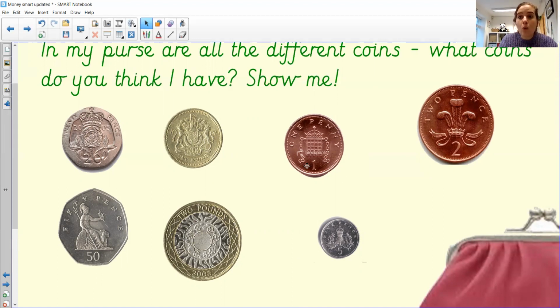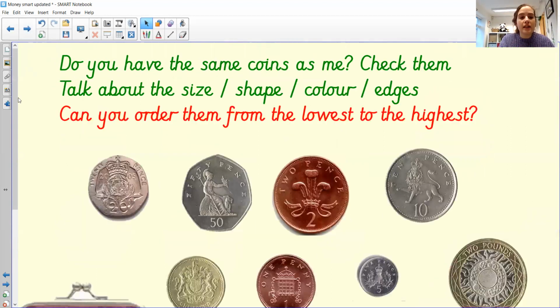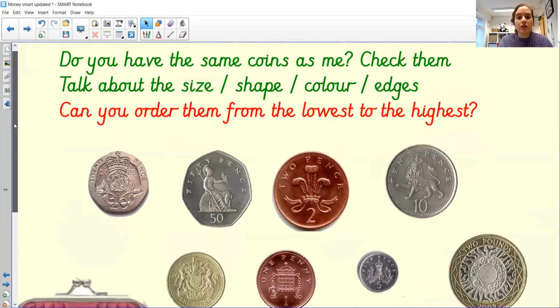We've got 1p, so just 1p, like our 1 Dean or our 1 Numicon piece. 2p, like 2 Deans, or a 2 Numicon piece, and 5p. Now, I think on my next slide, I've got all of them. Now, what I want you to do, did you come up with the same coins as I have? Did you manage to find them all?